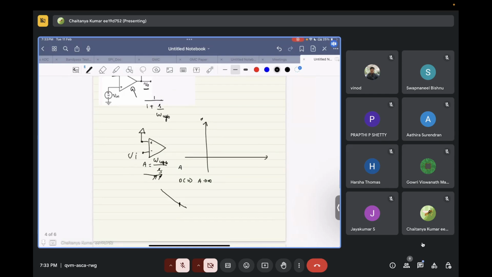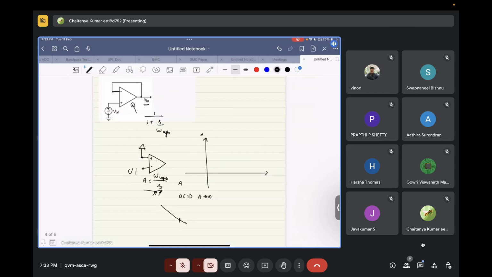Okay. Now if the gain of the op amp is, let's say, A of s, and you do the math, what you will get is the overall closed loop transfer function as A of s upon 1 plus A of s.